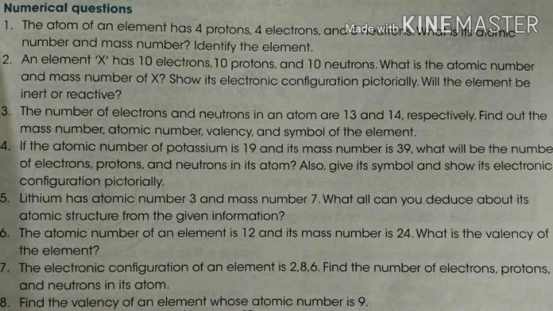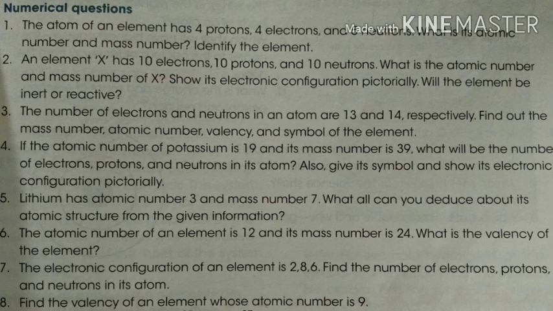Identify the element. You know that atomic number is the number of protons. Since it has 4 protons, its atomic number is 4. Then mass number is the total number of protons and neutrons. This element has 4 protons and 5 neutrons. Therefore, what will be its mass number? Yes, 5 plus 4 equal to 9. And you have to identify the element. Atomic number 4 is element beryllium.